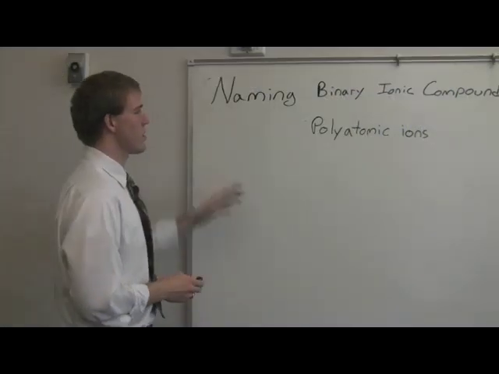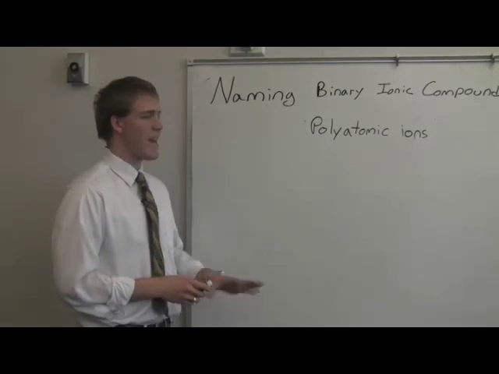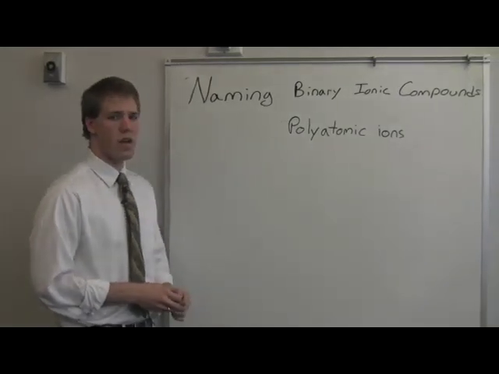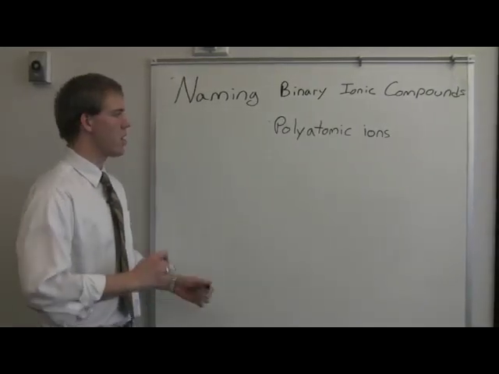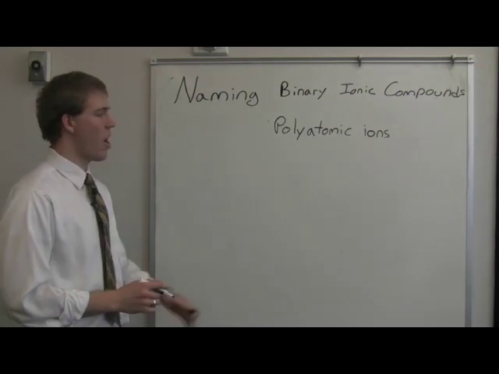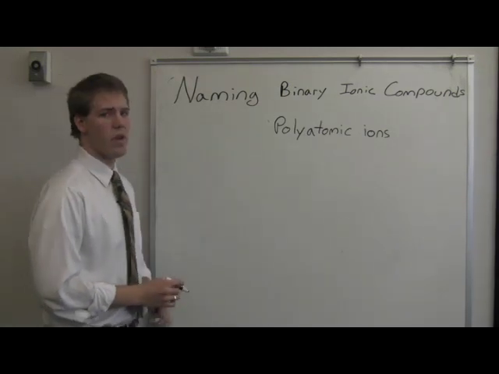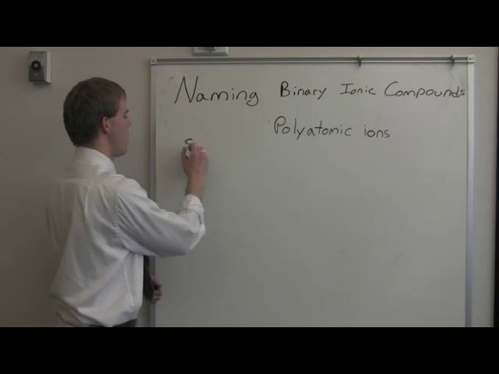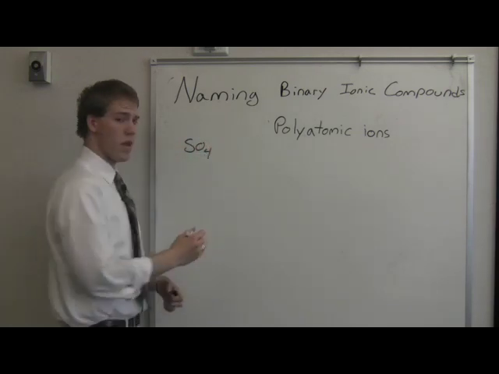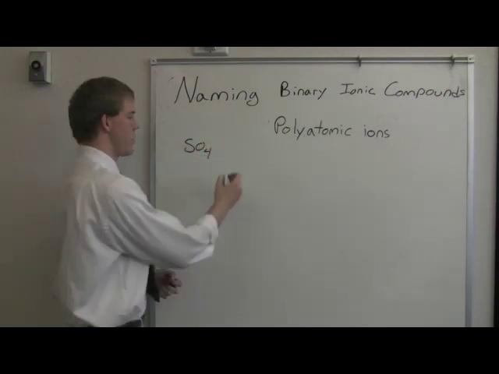So in this video we'll be discussing naming binary ionic compounds that contain a polyatomic ion. Now a polyatomic ion is just what its name suggests. It's an ion that has more than one atom. For example, SO4 we know to be sulfate.